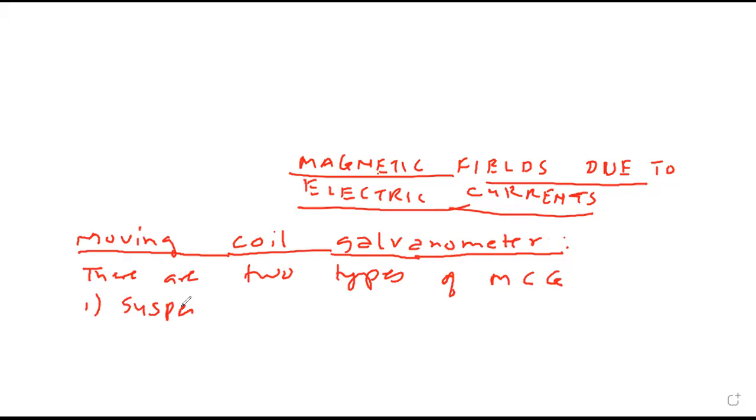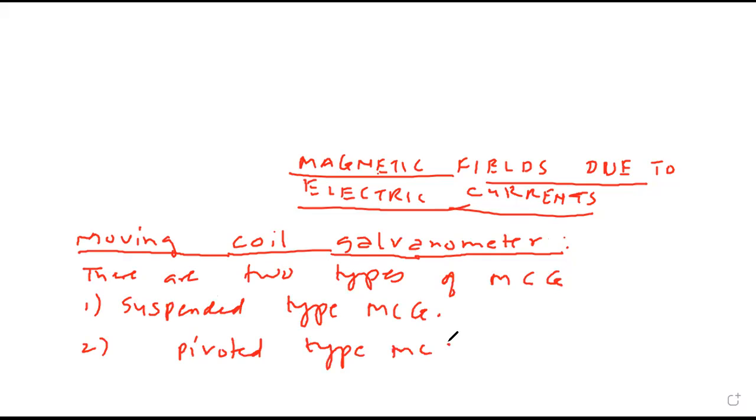First, suspended type moving coil galvanometer. Second, pivoted type moving coil galvanometer. Please write this much. I am going very slowly so that it gets memorized in the class itself. There are two types of moving coil galvanometer. First, suspended type. Second, pivoted type. If you are done, then please tell. Then I will explain the diagram, construction, working.